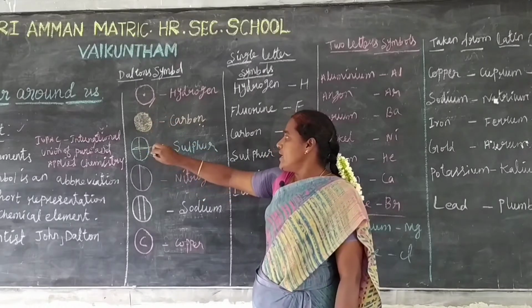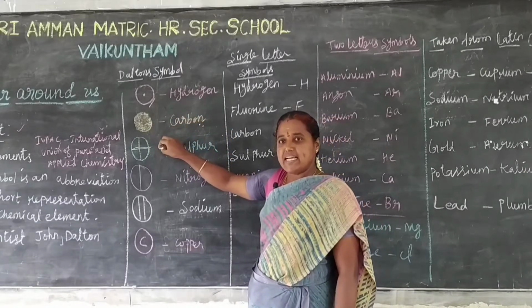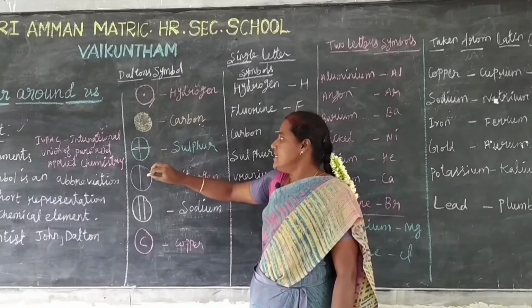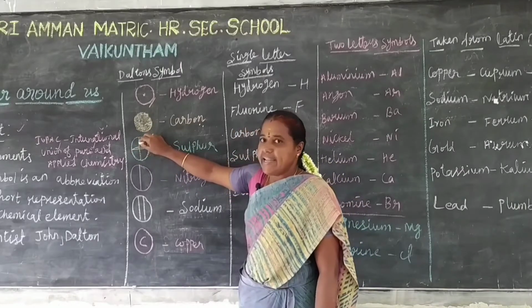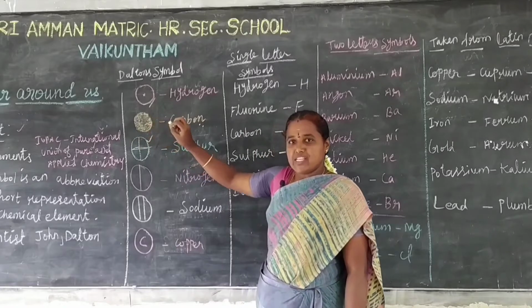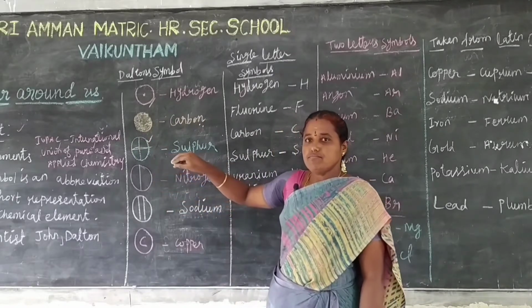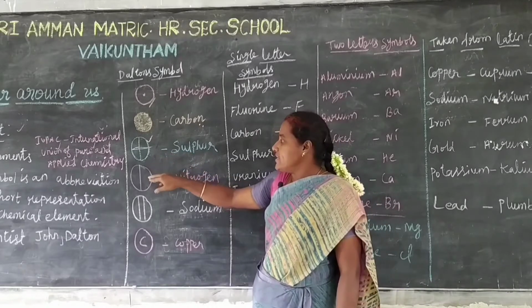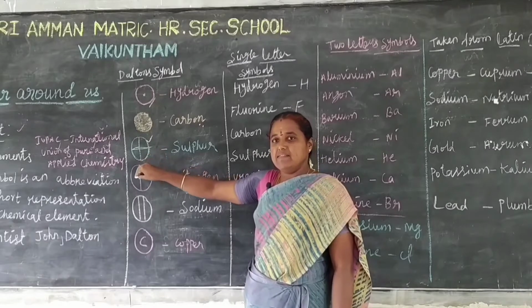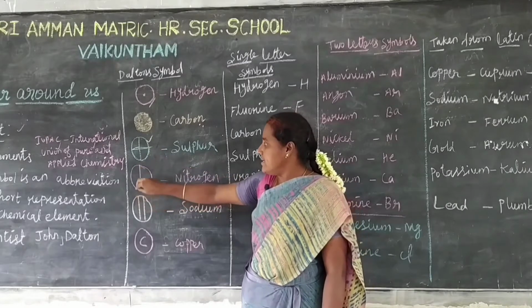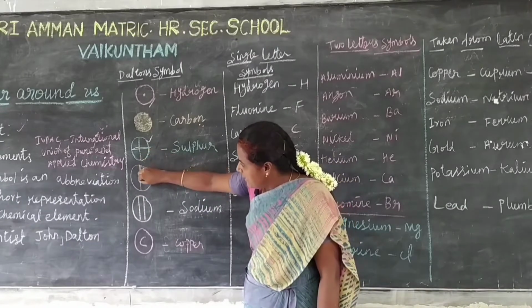Next one is sulfur. Sulfur atom is a circle with a cross inside. Next one is nitrogen. Nitrogen atom had a circle with a vertical line inside.